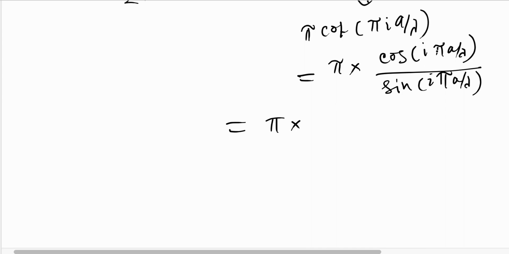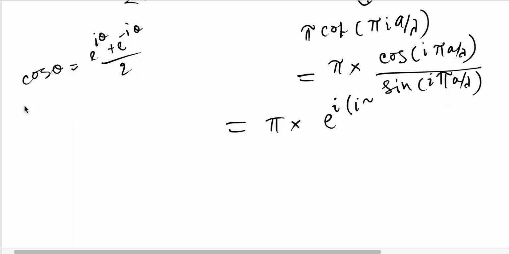If I expand the cos in terms of Euler series, it expands in terms of e to the power i theta. We know that cos theta is equal to e to the power i theta plus e to the power minus i theta by 2, as well as sin theta is equal to e to the power i theta minus e to the power minus i theta by 2i. So if I put it there, what will I get?